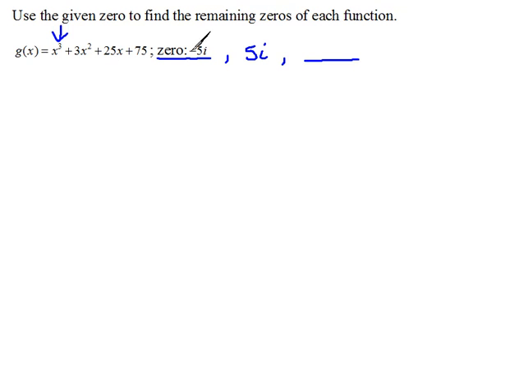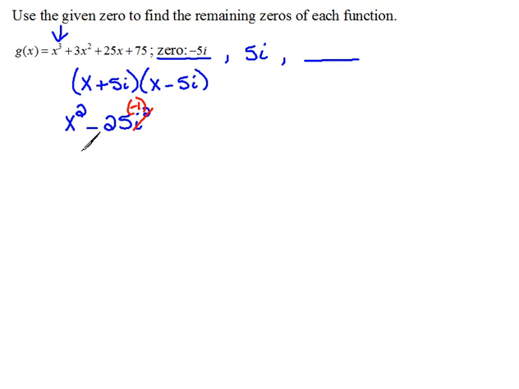Now, if I have a zero at negative 5i, that means I have a factor of x minus negative 5i, which would be the same thing as saying x plus 5i. If we have a zero at 5i, that means we have the factor x minus 5i. So if I were to multiply this together, we would get x squared minus 5ix plus 5ix would cancel each other out, minus 25i squared. And i squared is technically a negative 1. So this is truly x squared plus 25.